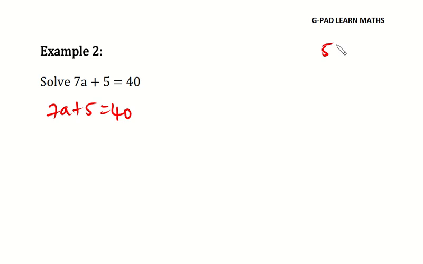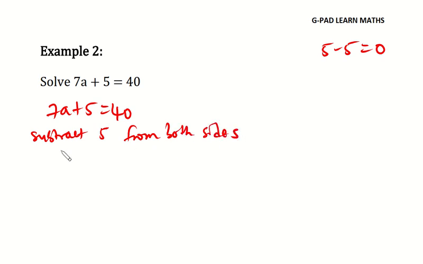Do you know why? Because 5 minus 5 is equal to what? 0. So because this is plus 5, you will subtract 5 from both sides. I'll say subtract 5 from both sides. So that will be 7a plus 5. Now I am subtracting 5 from both sides. So I have 40 minus 5 also.